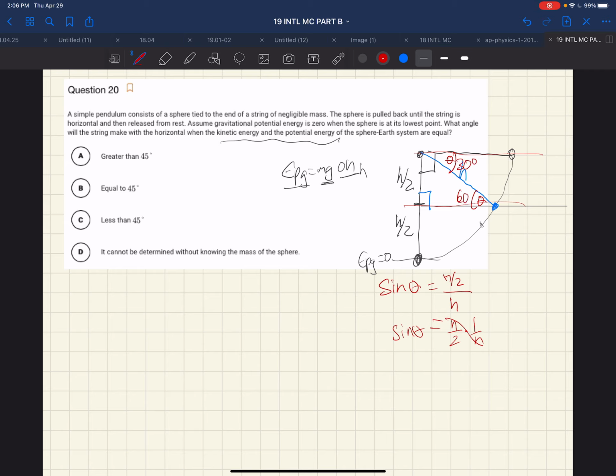Aha! So what we can see then is that it is true that this occurs before it gets to the halfway angle-wise. And so that means the angle is not greater than 45. It's not equal to 45, it's less than 45. And in fact, we can know exactly what angle it is. And that's question 20. Always be cautious of your gut.